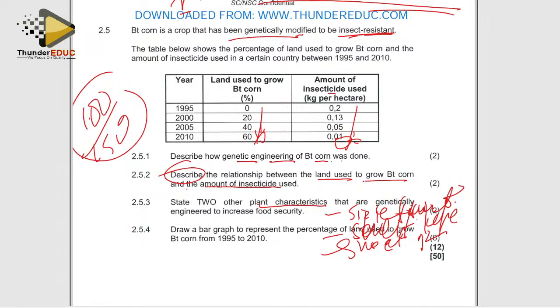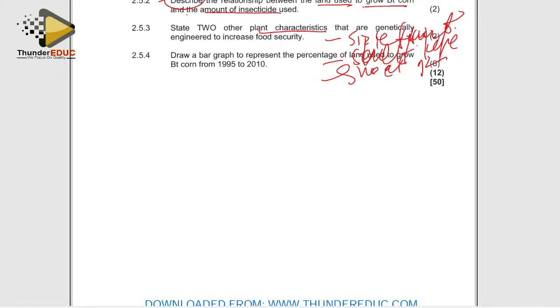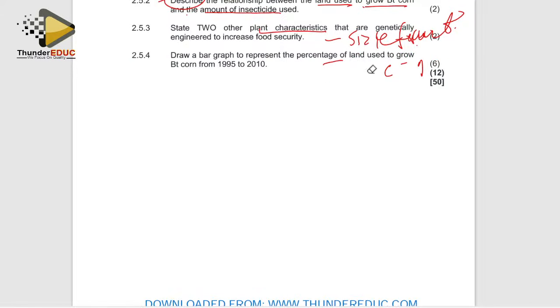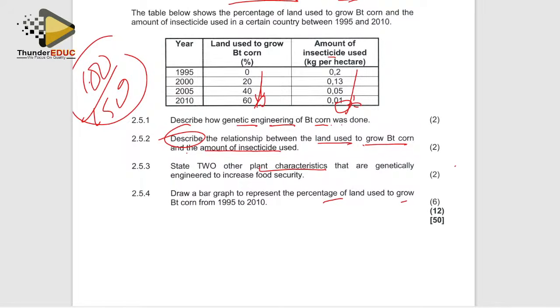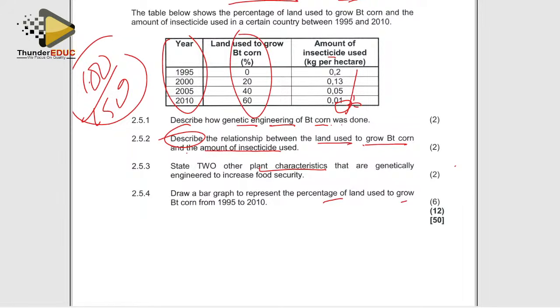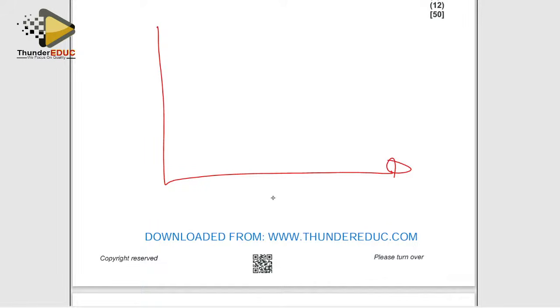You can talk about so many things to increase food security. Then lastly on this question, draw the bar graph to represent the percentage land used between here and here. So they are looking for only this, not this and this. Therefore, year, since year is time, always is supposed to go on the x-axis.